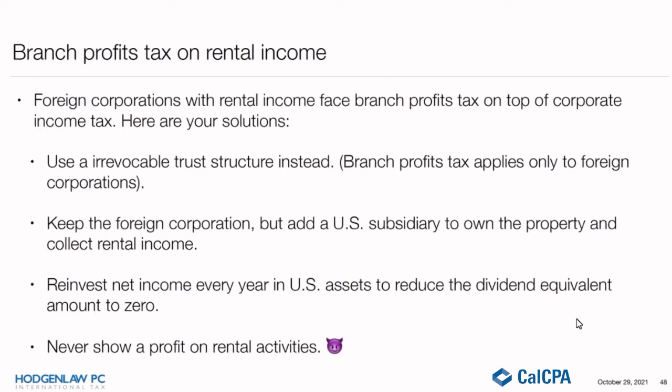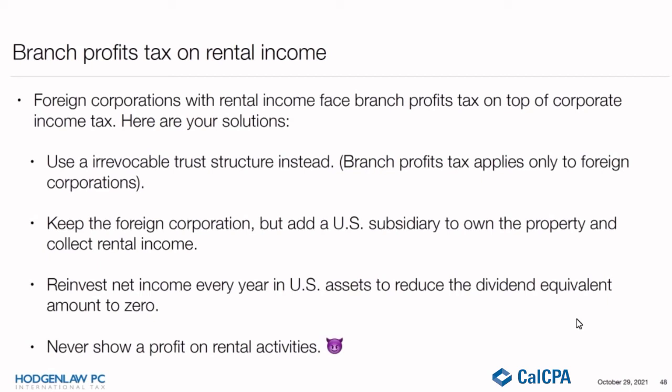So first one at the top, if you use a trust or you use a domestic corporation, by definition, you're not filing a Form 1120F. And the only place you're going to find the branch profits tax is on a Form 1120F. Therefore, you know that using one of these other entities will solve your branch profits tax problem definitively.